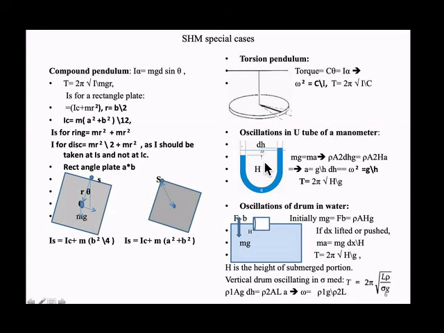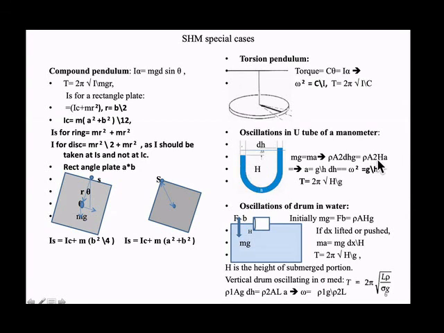So oscillations in a U-tube. Let us understand this U-tube. Suppose there is a dh at the top and a dh at the bottom. So what is this difference? It is rho A into 2dh into g. This is the weight of the difference, the force acting. What is the mass times acceleration? This whole fluid is accelerating, so the mass of the fluid is rho A into 2h. This is the mass into acceleration.